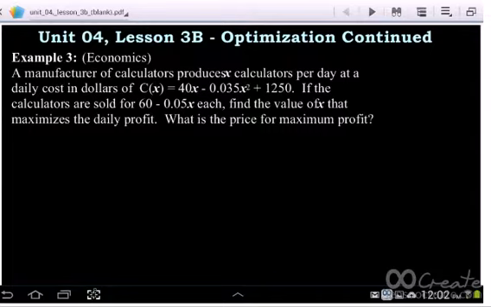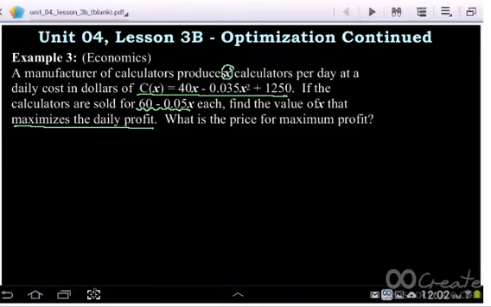So we have this question where a manufacturer is producing calculators and the number of calculators being produced is x, and the cost to produce the calculators is represented by this equation, and each calculator is sold for 60 minus 0.05x. So we want to figure out the value of x that maximizes the daily profit. The first thing we have to do is figure out an equation to represent profit in the first place, and then we are going to use calculus to figure out the optimum number of calculators that we can sell.